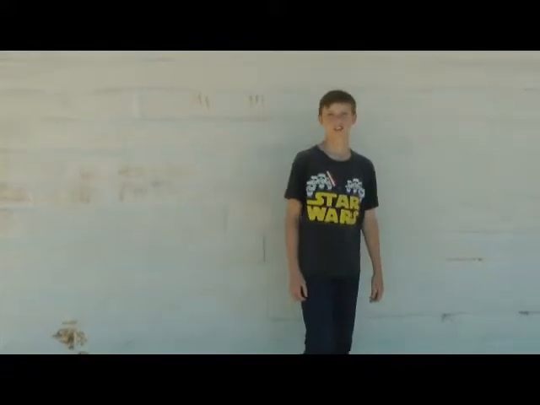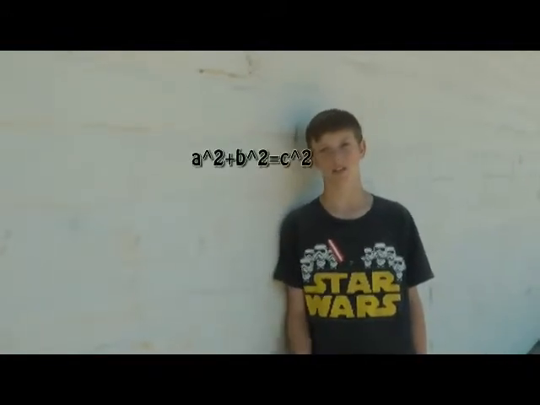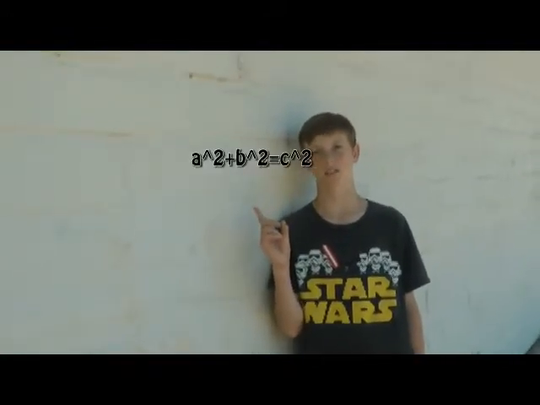Today we're going to learn about the Pythagorean theorem. The Pythagorean theorem is a series of complex equations to find the hypotenuse of a triangle. Just kidding, it's really simple. The formula for the Pythagorean theorem is a squared plus b squared equals c squared.